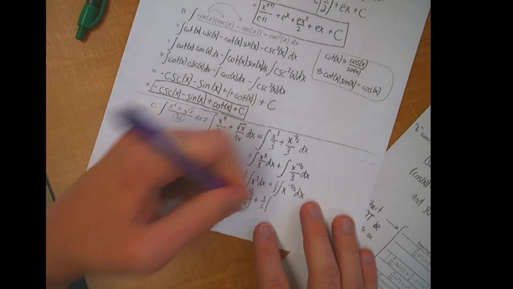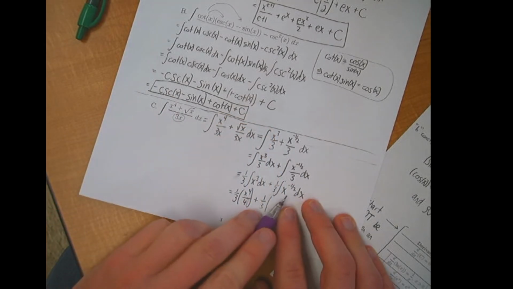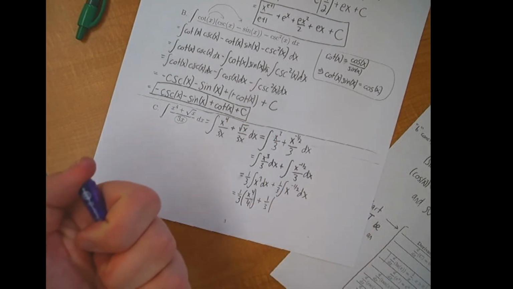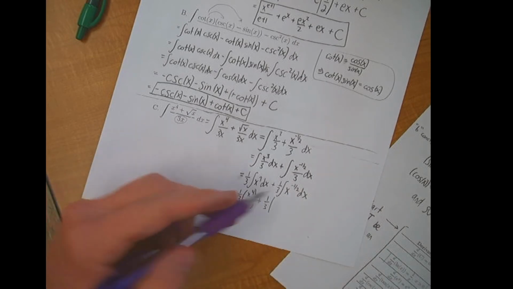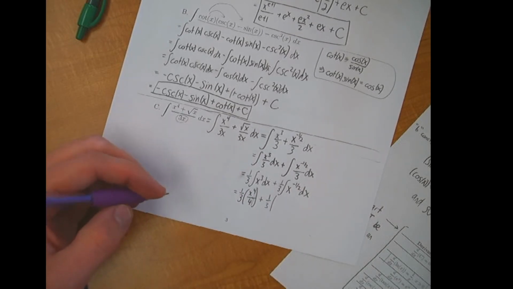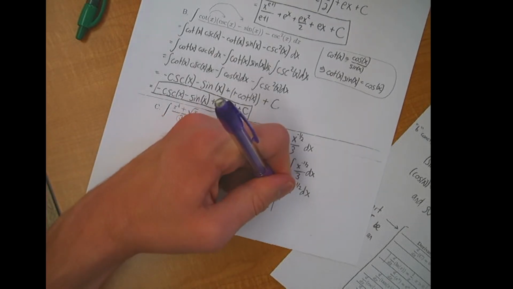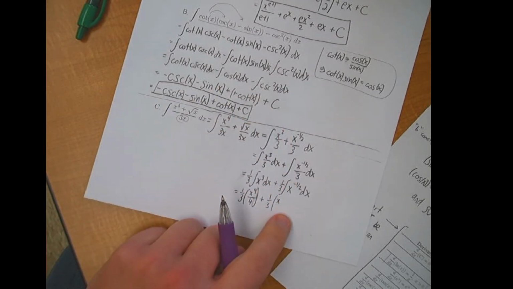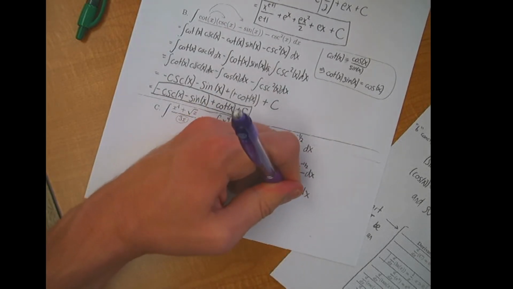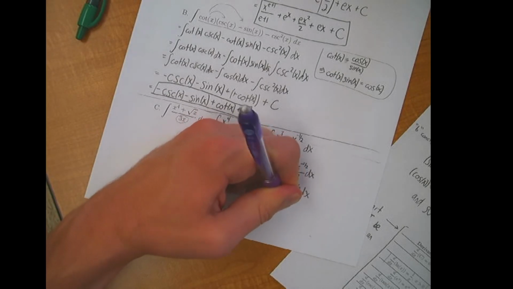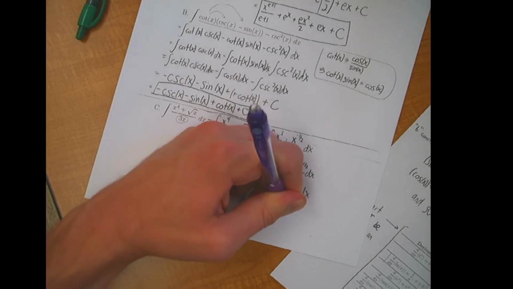Okay, then what about this next term? So we have x to the negative 1 half. If we apply the antiderivative power rule to this, what's going to happen? x to the 1 half over 1 half. Right, because if we apply the power rule to this, we have x to the negative 1 half plus 1 over negative 1 half plus 1.